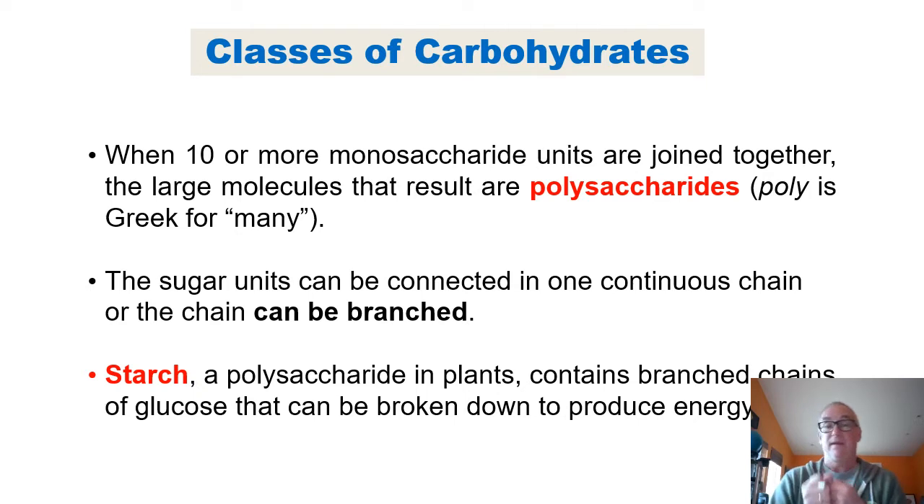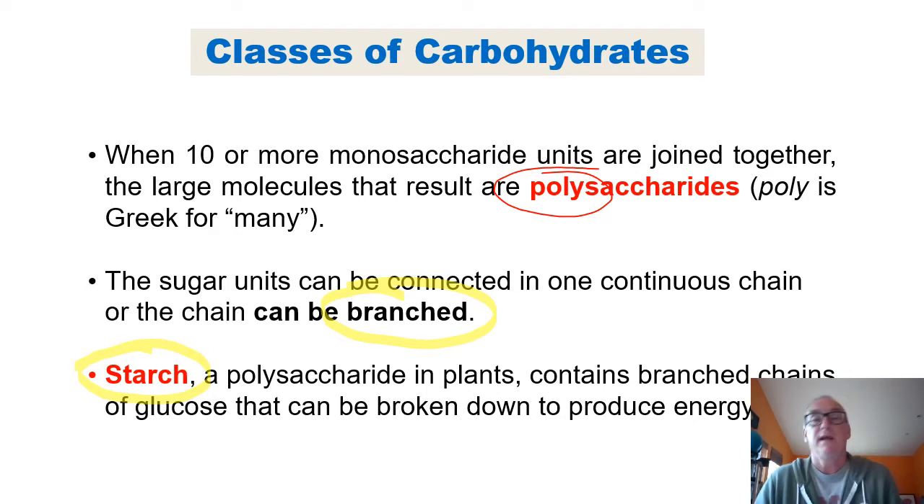So when you have more than 10 monosaccharide units, instead of oligosaccharides, we now call them polysaccharides, many, many saccharides. Now these can be huge. These can have tens of thousands of individual monosaccharides stacked together. And not only can they be in one continuous chain, they can be branched as well. So you can have branches coming off and making these really, really large molecules. So starch, we're probably familiar with starch. Potatoes are a source of starch. That's a polysaccharide that's made in plants. That contains branched chains of glucose. And we can then strip off the glucose molecules individually and break them down for energy.